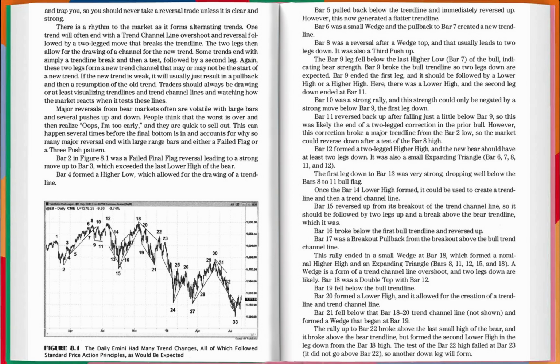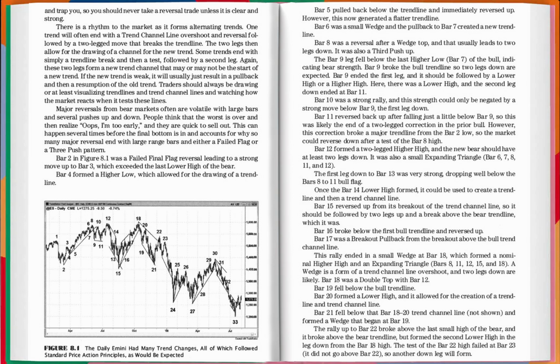Major reversals from bear markets often are volatile with large bars and several pushes up and down. People think that the worst is over and then realize, oops, I'm too early, and they are quick to sell out. This can happen several times before the final bottom is in and accounts for why so many major reversals end with large range bars and either a failed flag or a 3-push pattern.